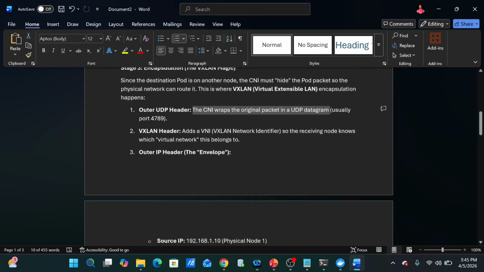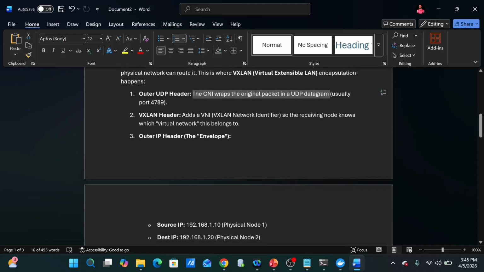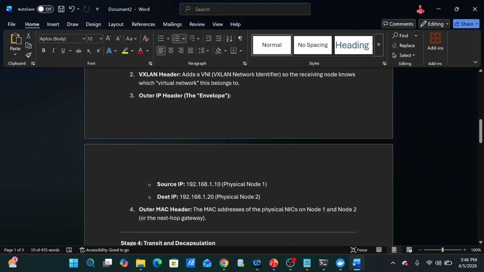Okay, so now the outer IP headers, the envelope. Now it has the source IP 192.168.1.10, that is the physical node 1 IP, which is node 1's main IP. If node 1 is a virtual machine, then definitely its IP will be assigned on the virtual interface.